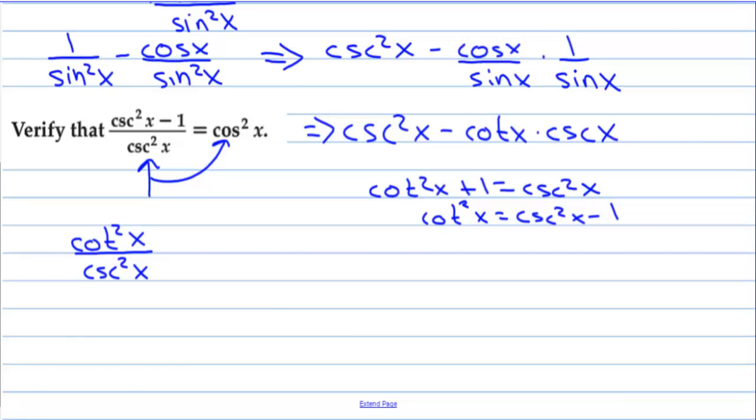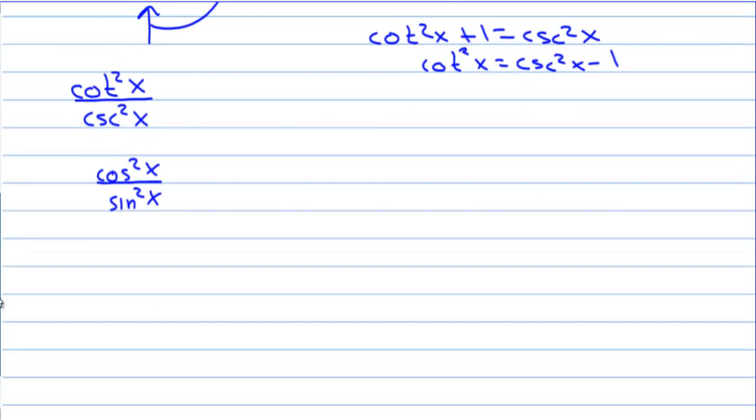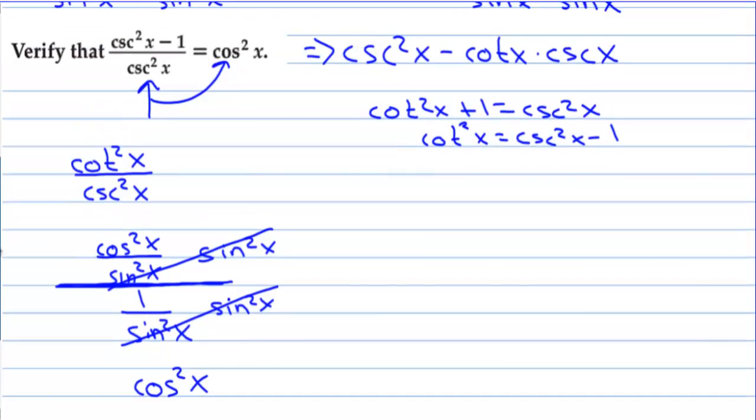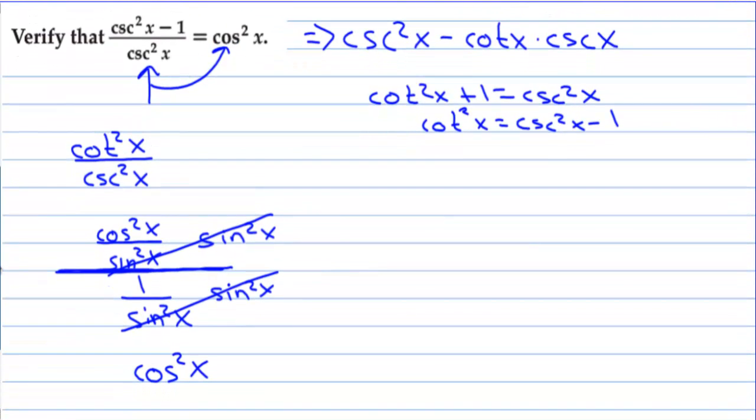So now how about we turn everything into sines and cosines? Cosine squared x over sine squared x. That is cotangent. And then we got this big fraction right here, right? Cosecant is 1 over sine squared x. If I multiply the top and the bottom by sine squared, those cancel, and I'm left with cosine squared x. I think that's exactly where we wanted to be. So I turn the left side into the right side. So they must be equal to each other.